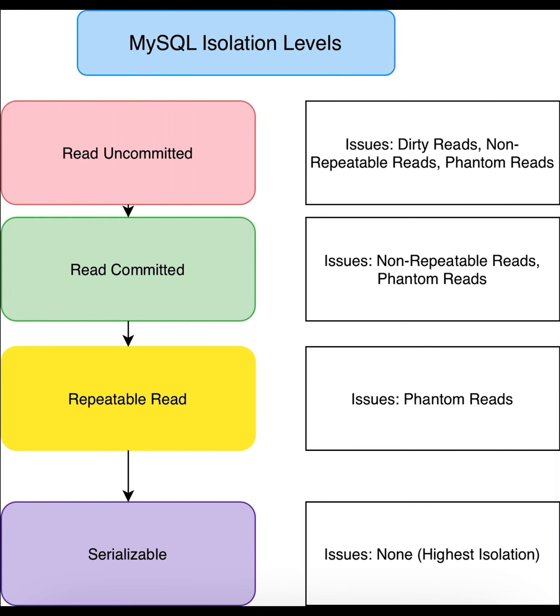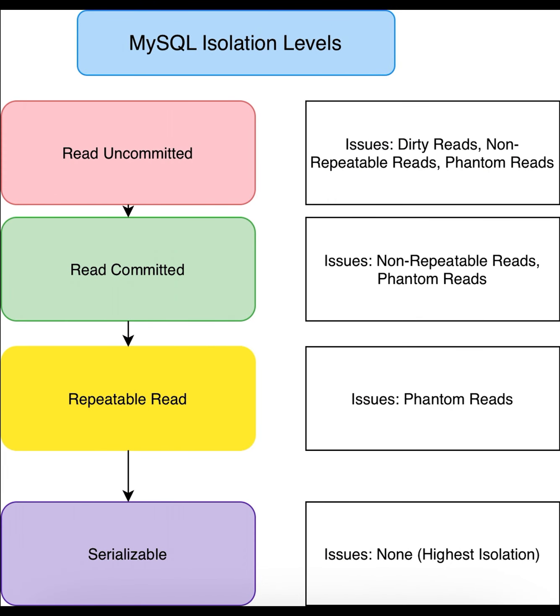In MySQL, transaction isolation levels define the degree to which transactions are isolated from each other in a database. They control how and when the changes made by one transaction become visible to other transactions. There are 4 main isolation levels in MySQL, each balancing trade-offs between performance and data consistency. These isolation levels are defined by the SQL standard and implemented by MySQL using its InnoDB storage engine.